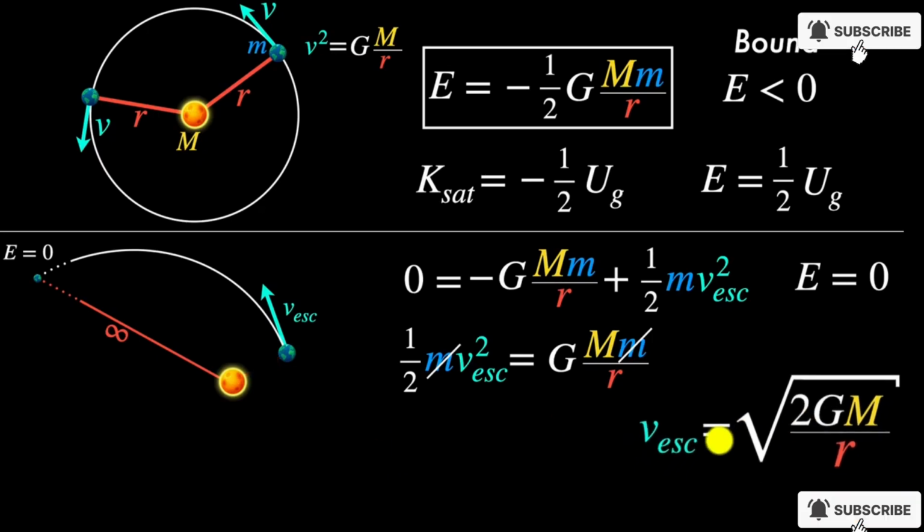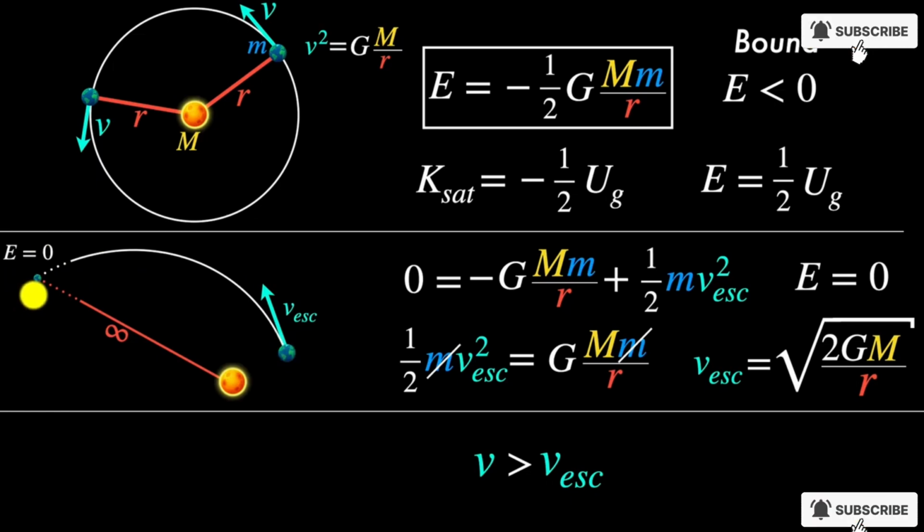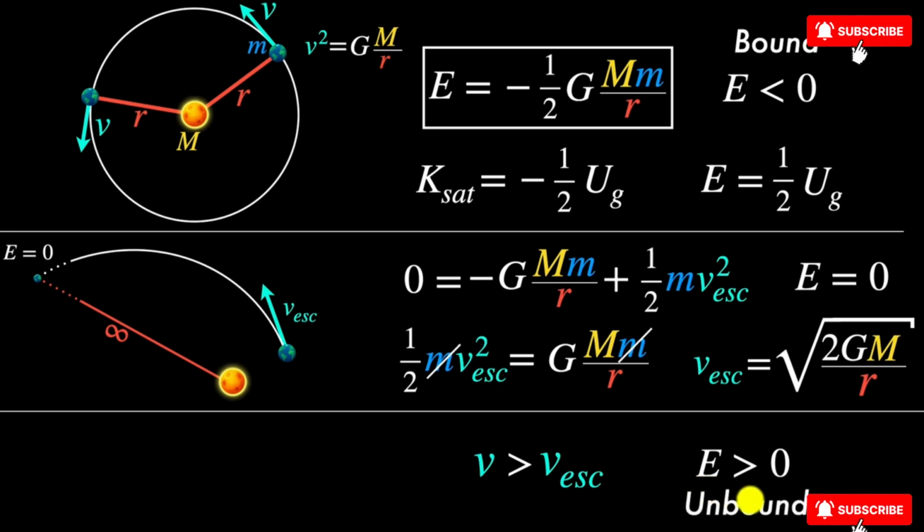Which means, what if its speed was more than the escape speed? Well then, it'll have more than enough speed to escape, which means it'll reach infinity and it won't stop. It'll have some residual speed left as well. So now the total energy would be more than zero, right? And this represents an unbound state. So the planet is no longer bound to the star, or the satellite is no longer bound to the planet.